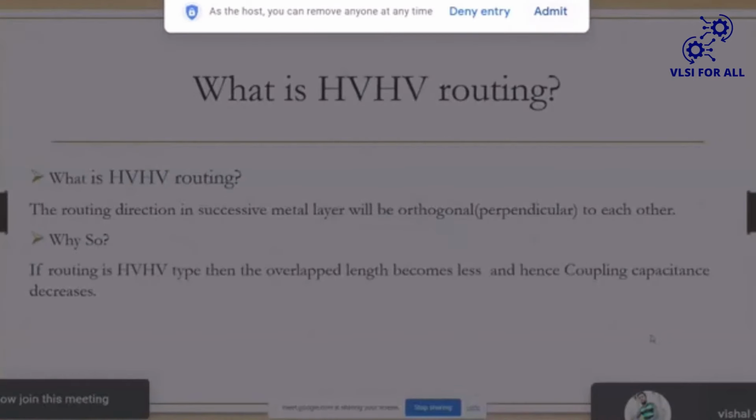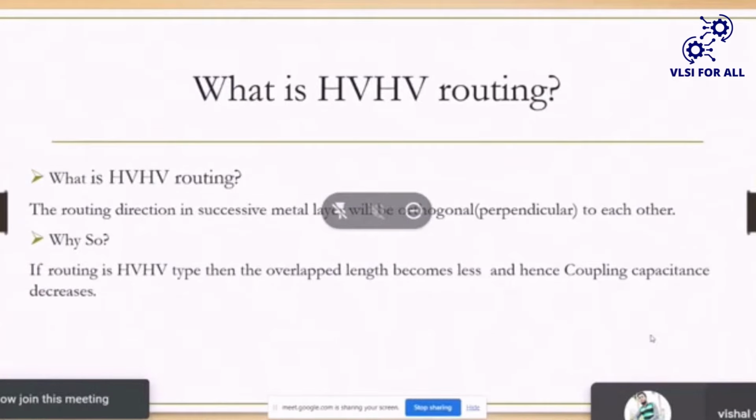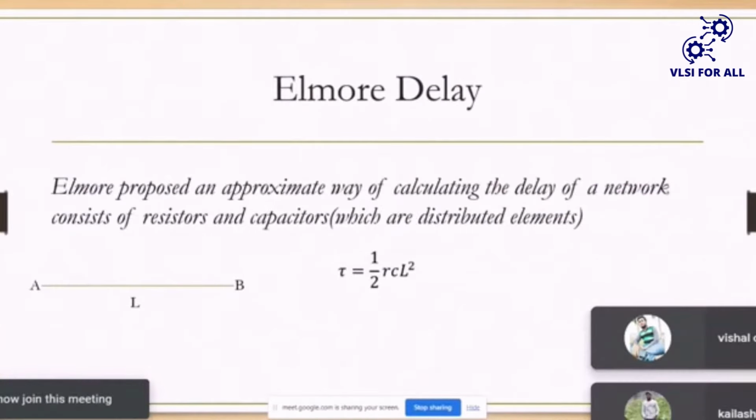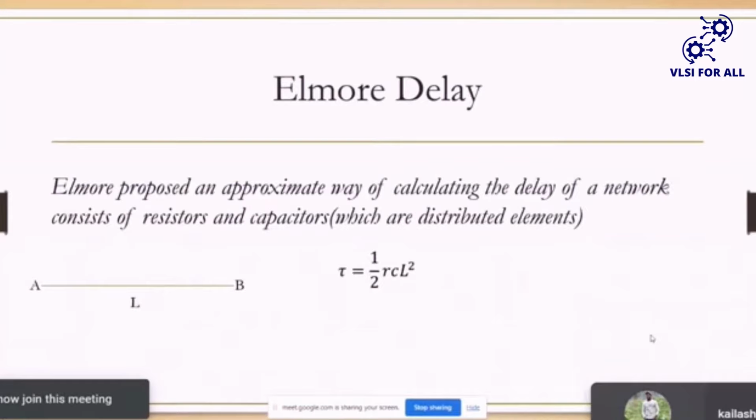Okay, so it is routing. Coming to the definition, the routing direction in successive metal layers will be orthogonal to each other, perpendicular to each other.